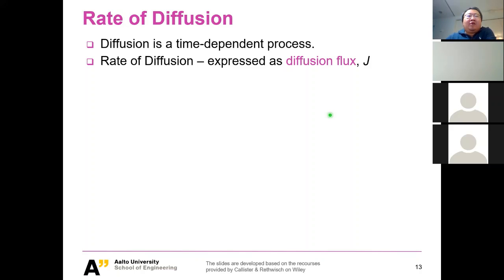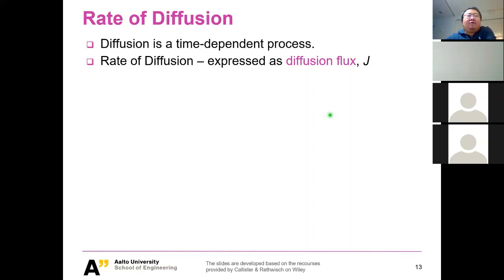And that's why we're going to use a time-related measure to describe our diffusion. So this is about the rate of diffusion. This is nothing too different than velocity. Velocity is describing the rate of your movement from A to B, right?